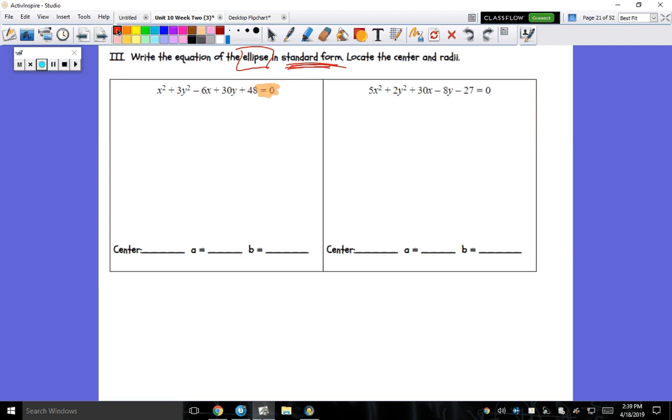First step, let's group all of our x's together, and let's group all of our y's together. We leave a space, and we're going to set it equal to, let's see if you remember, what are we going to set it equal to right here? Not yet. We're going to set it equal to a negative 48.